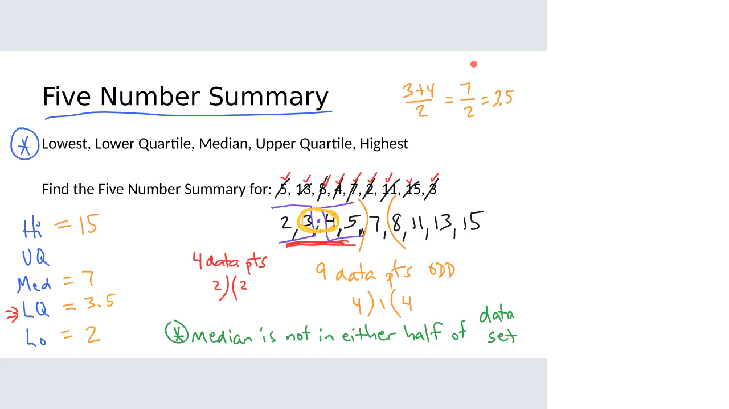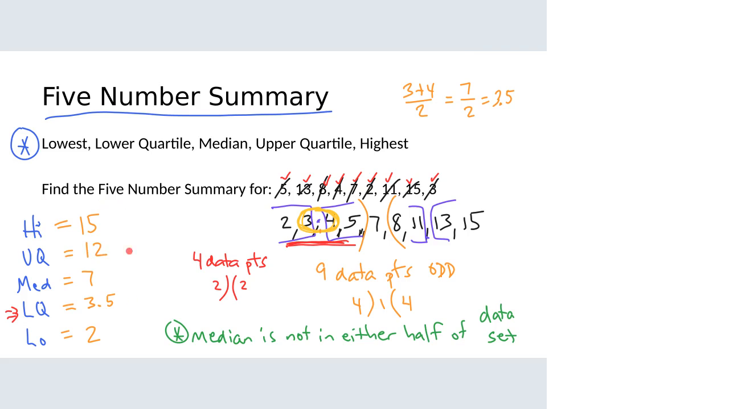The upper quartile is going to be the median of the upper half of the data set. There are 4 data points. There's not one in the middle, so I'll go 2 and 2. And then halfway between 11 and 13 would be 12. And so the upper quartile is 12.